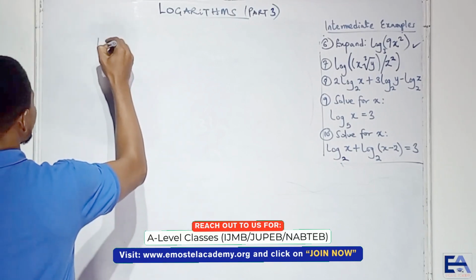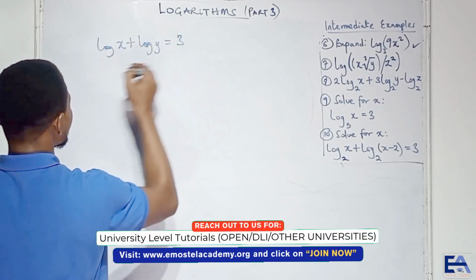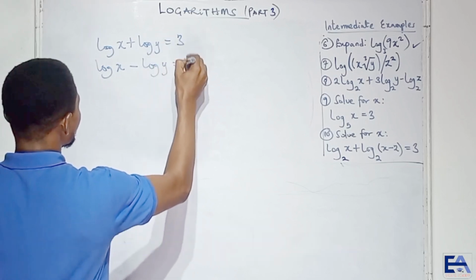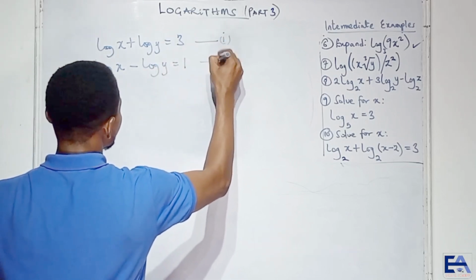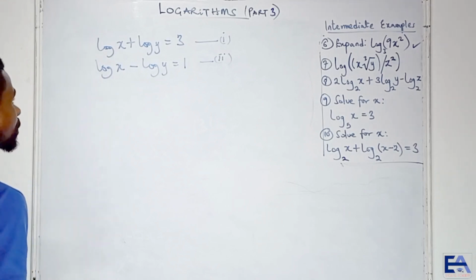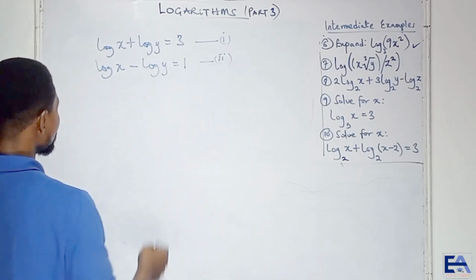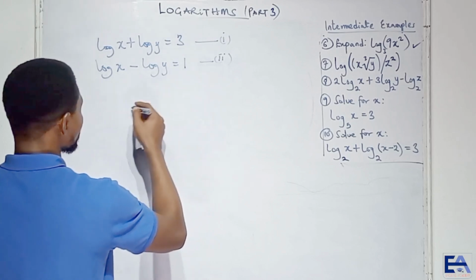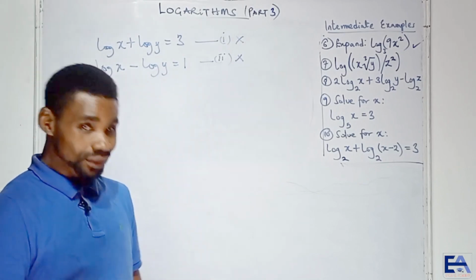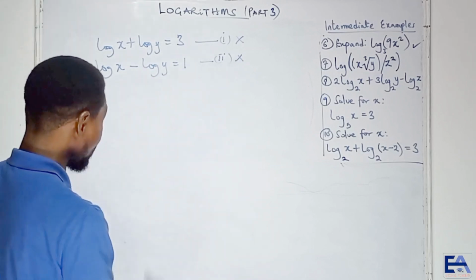Let's say we have log x plus log y is equal to 3, and log x minus log y equals 1. So this one can be equation 1, and this is equation 2. Having these two, how do we go about this? We do simultaneous equation using the elimination method. If you don't know how to solve simultaneous equation, please check our video on simultaneous equation as well. It will help you to understand whatever I'm doing here.